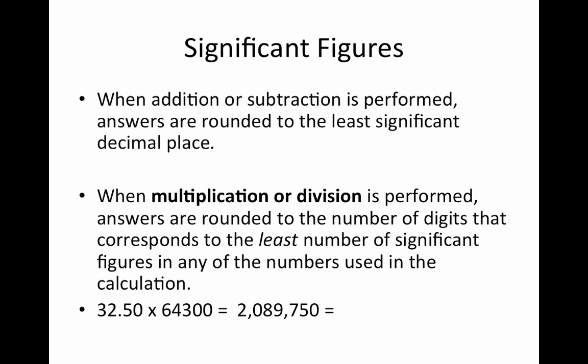I have different rules when I'm doing multiplication or division. In this case, the least number of significant figures in either of the numbers that I'm dealing with will dictate how many significant figures I have in the final answer. So if I've got 32.50 being multiplied by 64,300, first of all, identify how many significant figures are in each of those, and then determine how many should be in your answer. Pause the video and see what you think.